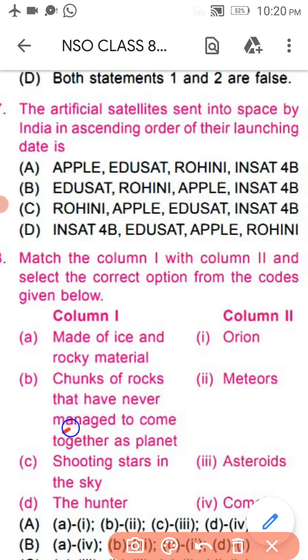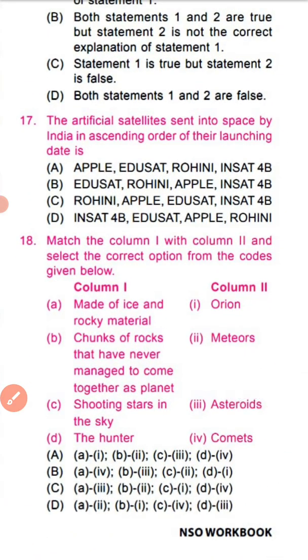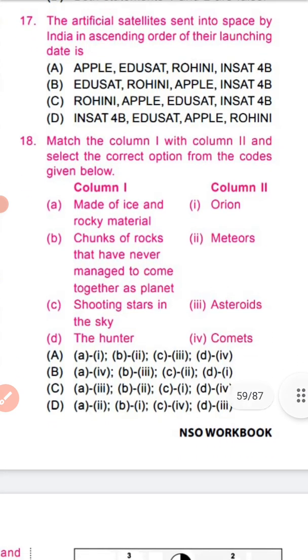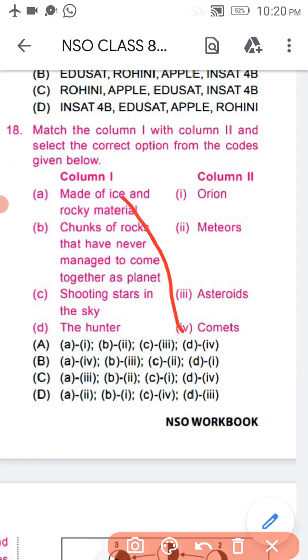Come to question number 18. Match column 1 with column 2 and select the correct options from the code given below. So two columns are there, column 1 and column 2. You have to match all these things. Number 1, made of ice and rocky materials. Which one is correct? Comets. So option A is matching with 4.